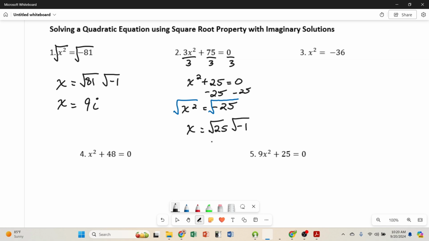And this ends up just being x is equal to, and let's get in the habit here, we should have done this here, positive and negative 9i, positive and negative 5i. Same over here, square root of x squared, square root of negative 36. This is x is equal to the square root of 36 times the square root of negative 1. So x is equal to both positive and negative 6i.